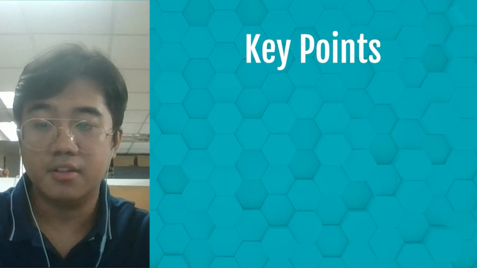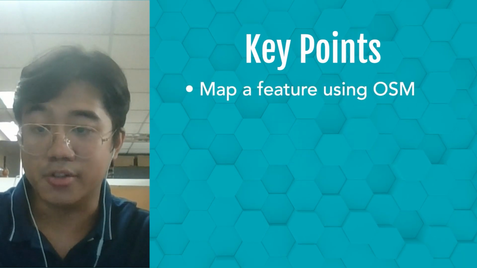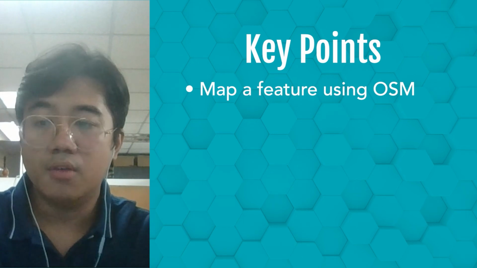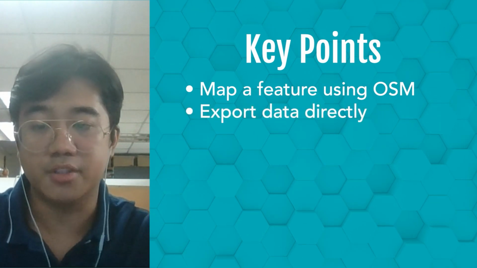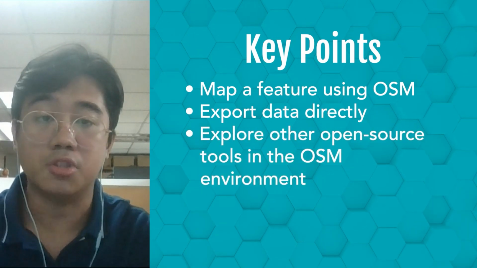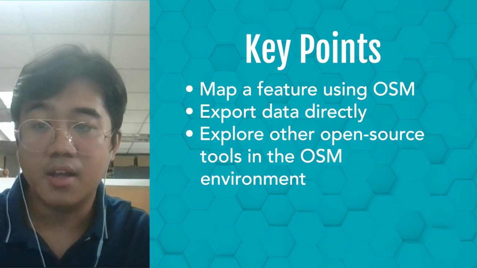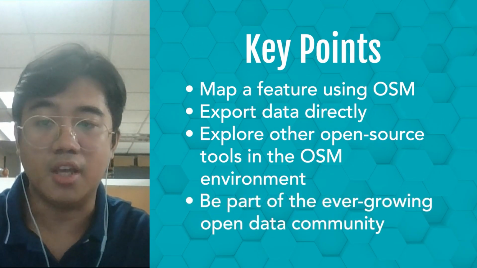In summary, the key points to this lesson are: we were able to map a feature in OpenStreetMap. We were able to export geospatial data directly in OpenStreetMap. We have explored other open source tools that can be used in the OSM environment. And of course, we were able to be a part of the ever-growing open data community.